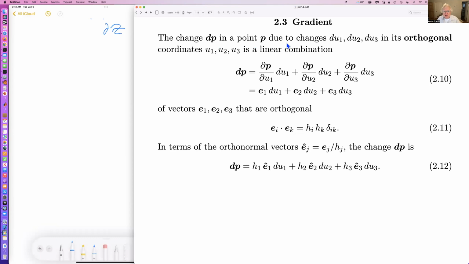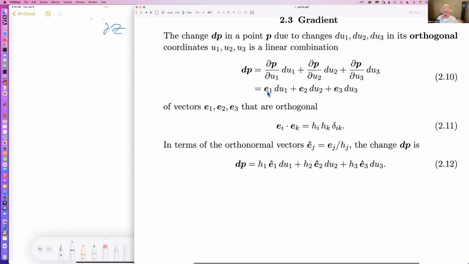So the change dP in a point P due to changes in its orthogonal coordinates. And in fact, in a sense, this is a definition of the term orthogonal coordinates. The idea is that the coordinates are orthogonal because when you change the coordinates, the point moves in 3 different directions, E1, E2, E3, and these directions are mutually perpendicular. These E's can have their own lengths. Ei is of length hi, but they're certainly orthogonal.